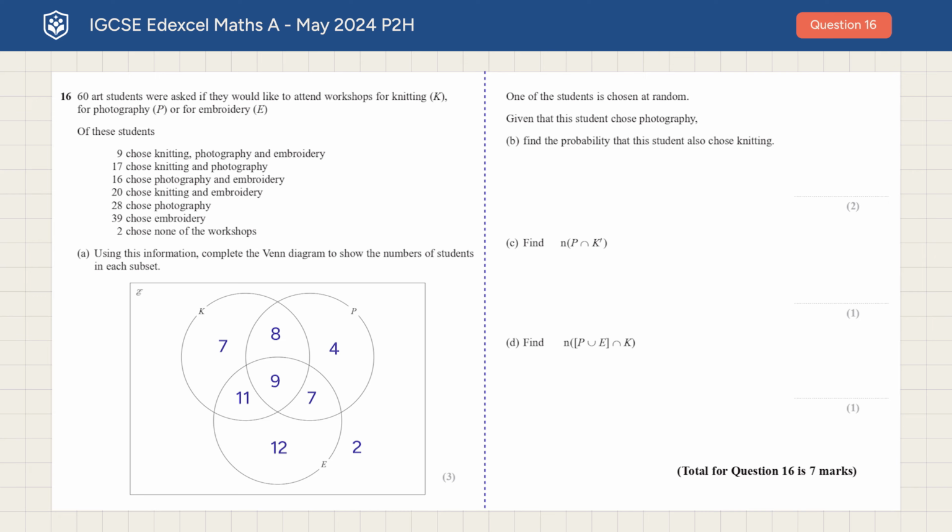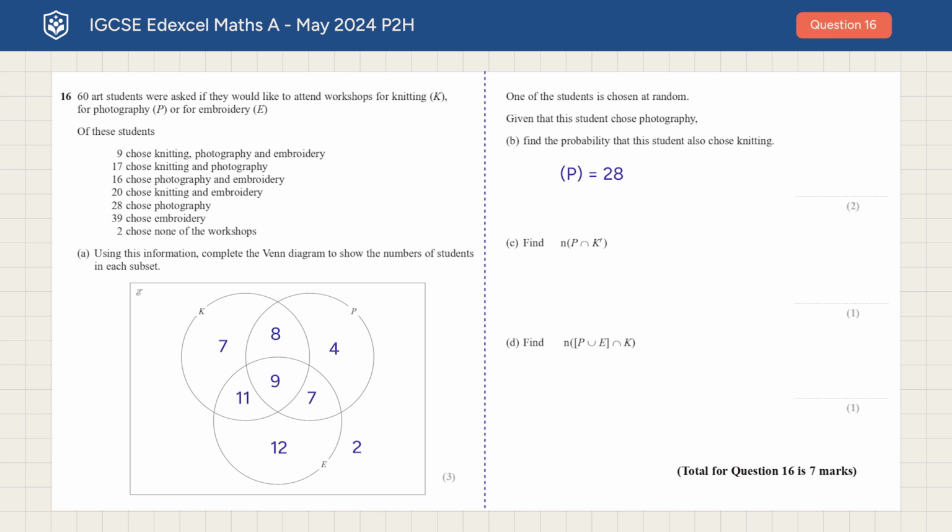Part B asks, if one student is chosen at random, given that this student chose photography, find the probability that they also chose knitting. The word given is a very important clue in probability. It means we are only looking at the photography circle, and we can ignore everything else in the Venn diagram for a moment. From our original information, we know the total number of students who chose photography is 28. This will be our denominator.